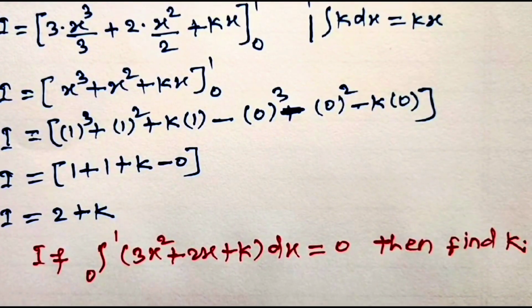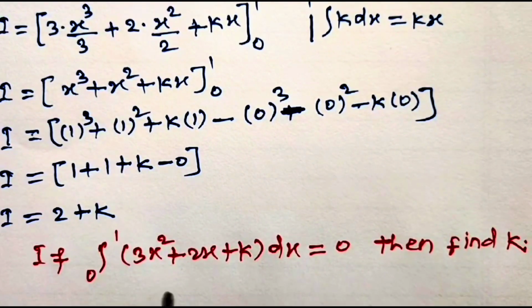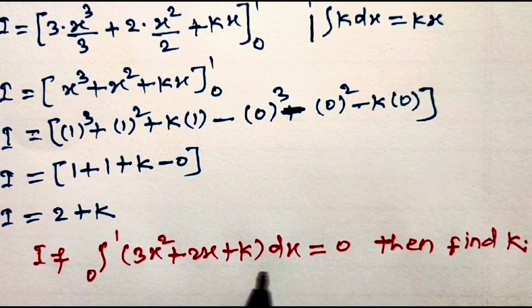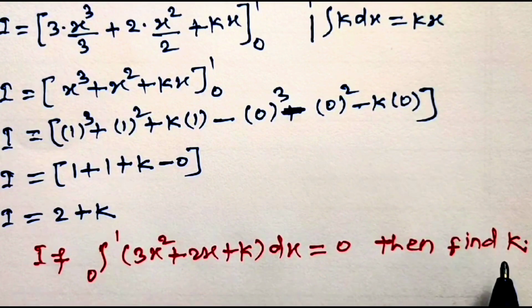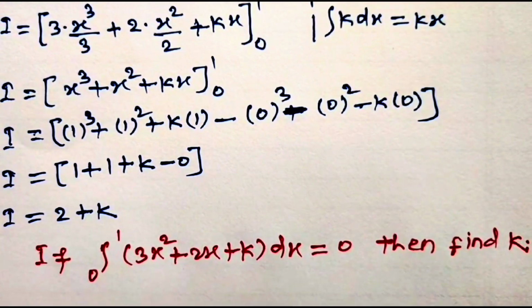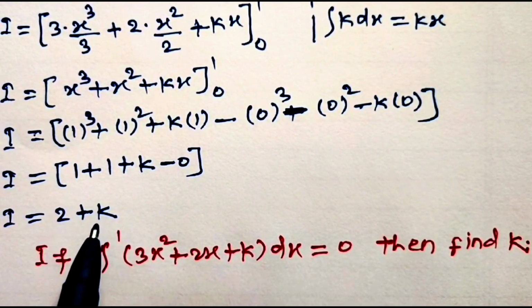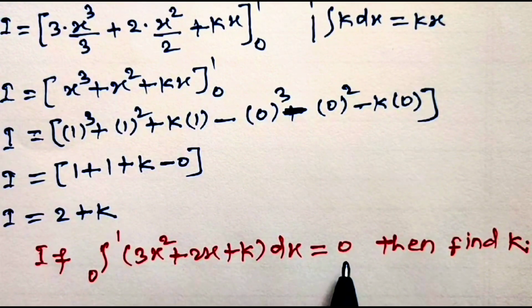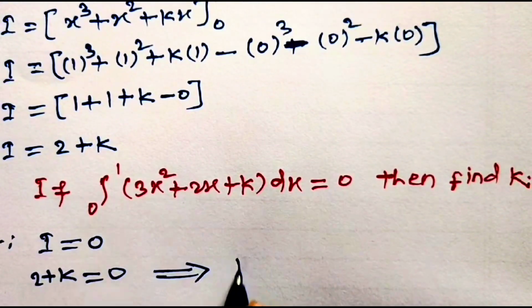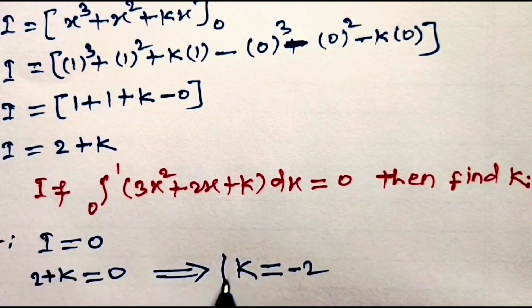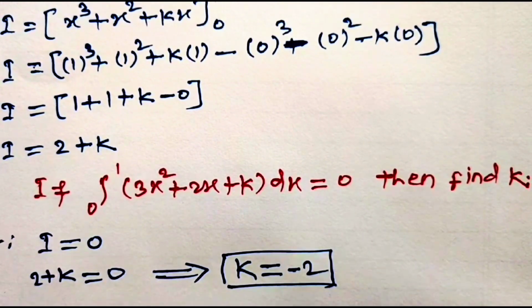Next part of this sum is, if the integral from 0 to 1 of (3x² + 2x + k) with respect to x is equal to 0, then find the value of k. Here the value of this integral is 2 plus k and the value of the integral is 0. Since I is equal to 0, 2 plus k is equal to 0, and this implies k is equal to minus 2. This is the value of constant k.